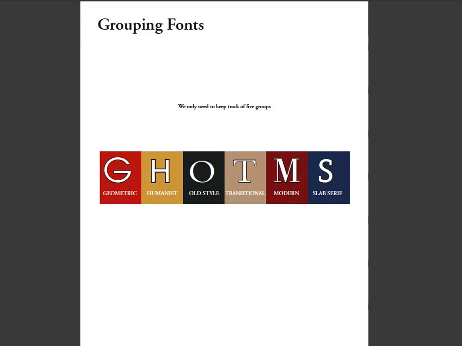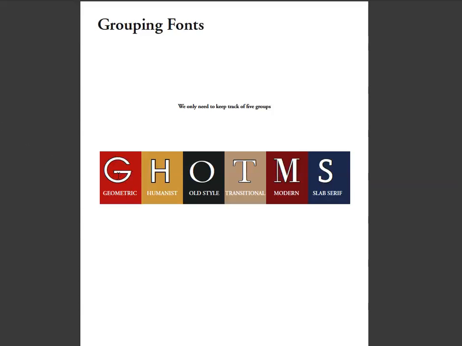Grouping of fonts. We only need to keep track of about 5 groups. You have geometric, humanistic, old style, transitional, modern, and slab serif. And you can see the differences here.